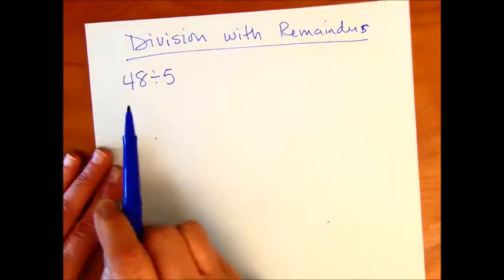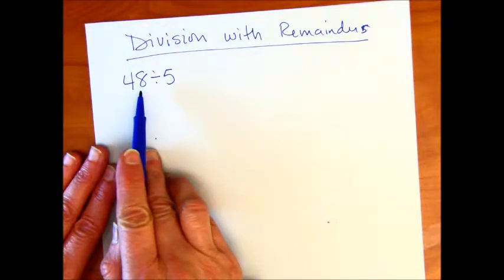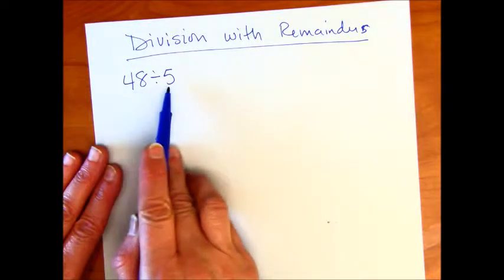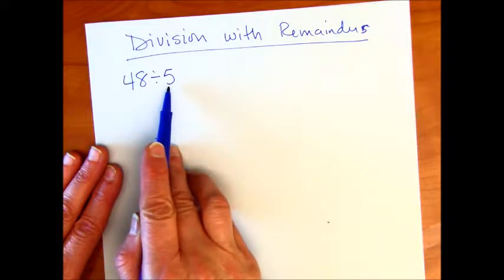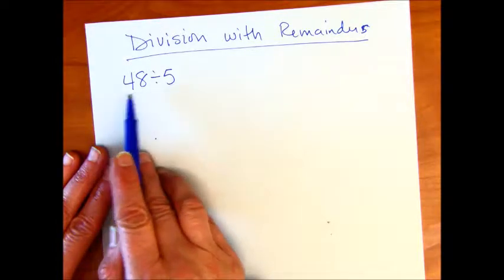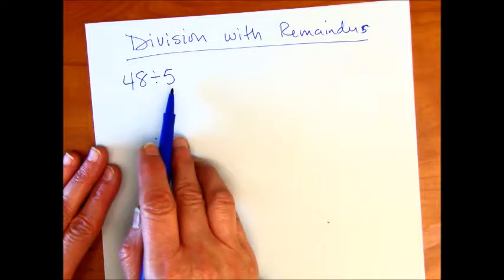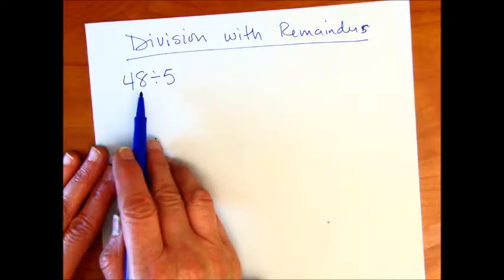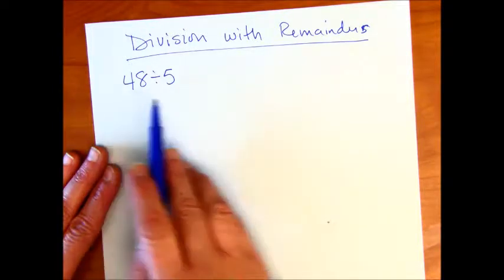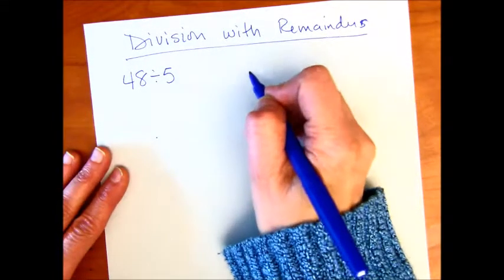Now again, quick review, 48 is our dividend, and we want to know if we were to break this number into 5 groups, which is our divisor, how many items would be in each of the 5 groups? Now this one of course is going to have a little leftover, so that leftover wouldn't be added to the groups. Okay, it would just be kind of off to the side. Alright, so we're going to rewrite it.